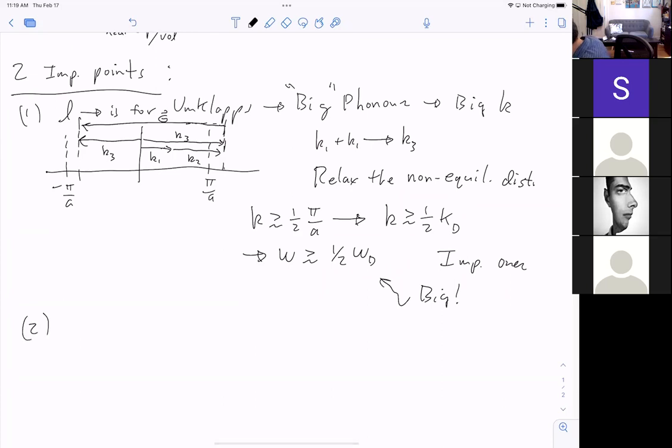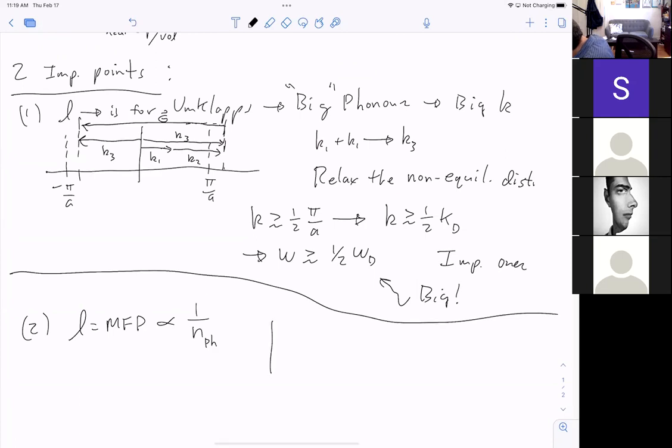And then the second important point is that the mean free path, if L is the mean free path of phonons, then the mean free path goes as 1 over the density of phonons. And there's a simple geometrical argument for that. You can just kind of see it. Like if I have a crystal and if I have very few phonons, like those dots are phonons. So now I'm thinking of the phonons as sort of localized objects. You can think of them as wave packets. So if I have very few phonons, then the distance between them is big, L. And the distance between the phonons is kind of like the mean free path.